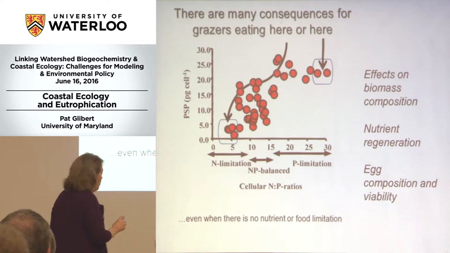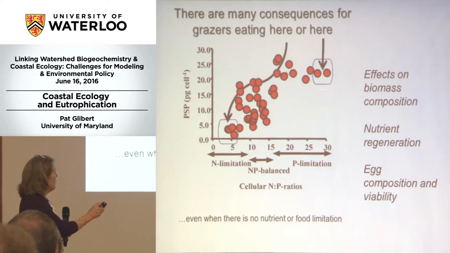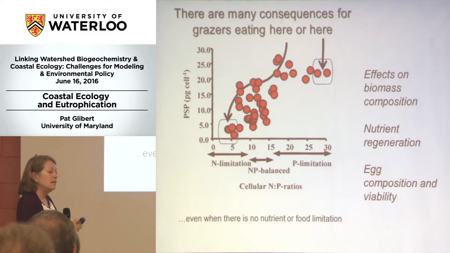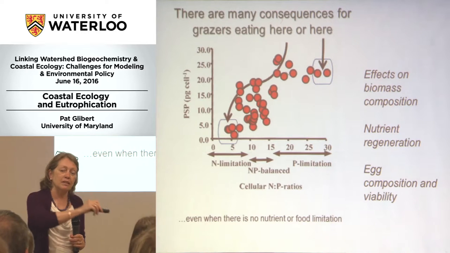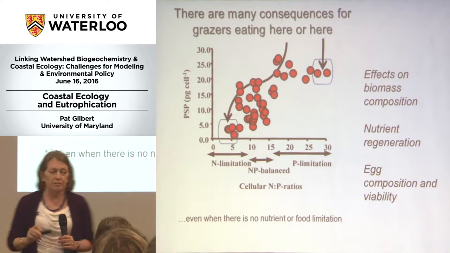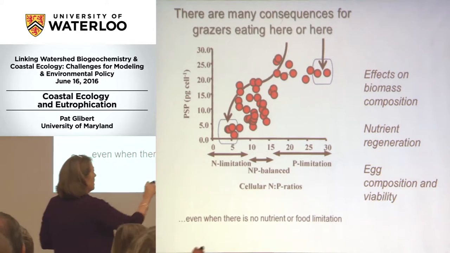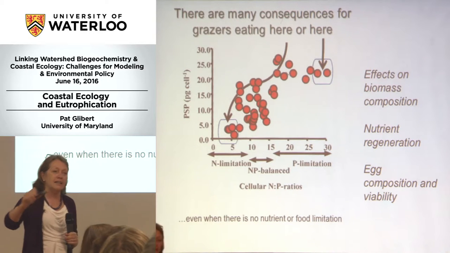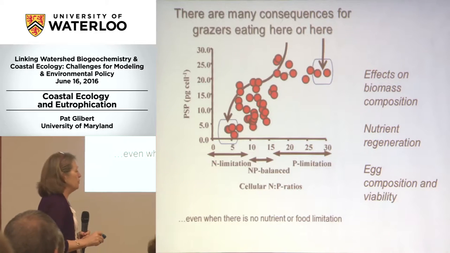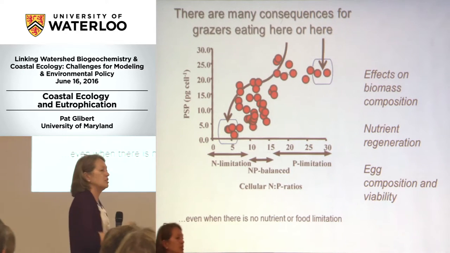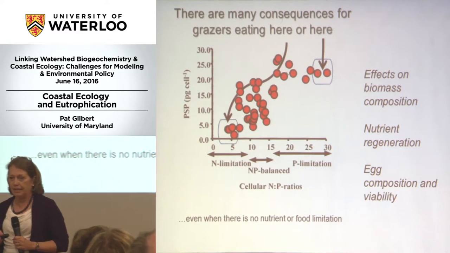So if you are a grazer, it matters whether you're grazing here or here. It matters because it's toxic or not, but it also matters because you're getting a different amount of nitrogen and phosphorus. And this has effects on biomass composition, it has effects on nutrient regeneration, it has effects on the ability to reproduce, it has effects on egg composition, it has effects on egg viability.